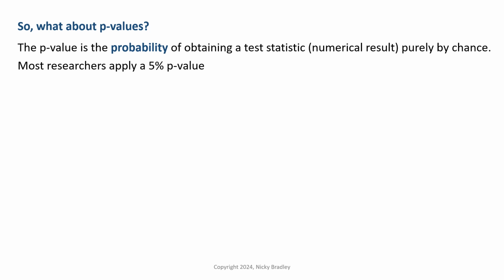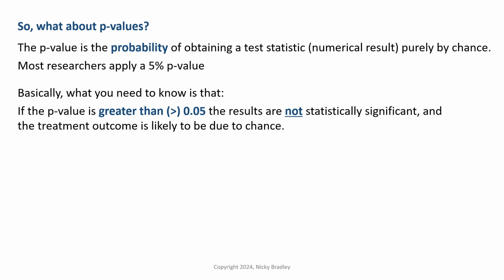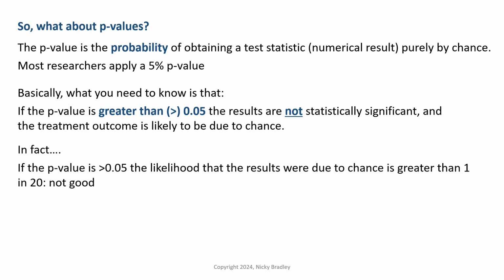Most researchers apply a 5% p-value. Basically, what you need to know is that if the p-value is greater than 0.05, so greater than that 5%, the results are not statistically significant. And the outcomes of giving that treatment are likely to be due to chance. So what we're looking for is a p-value that is less than 0.05. What it's actually saying is that if the p-value is greater than 0.05, the likelihood that the results were due to chance is greater than 1 in 20. And this is not good statistically.